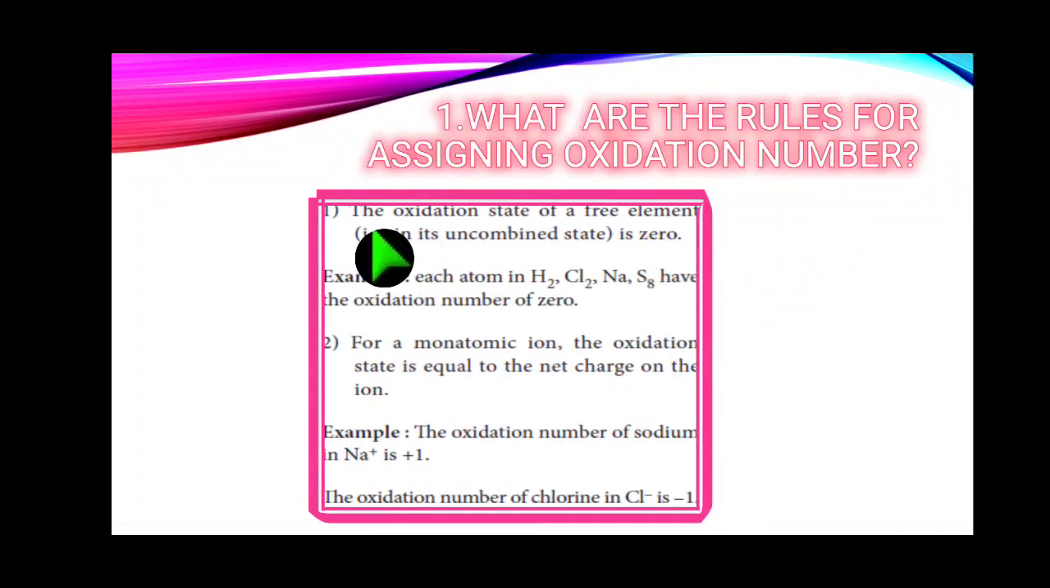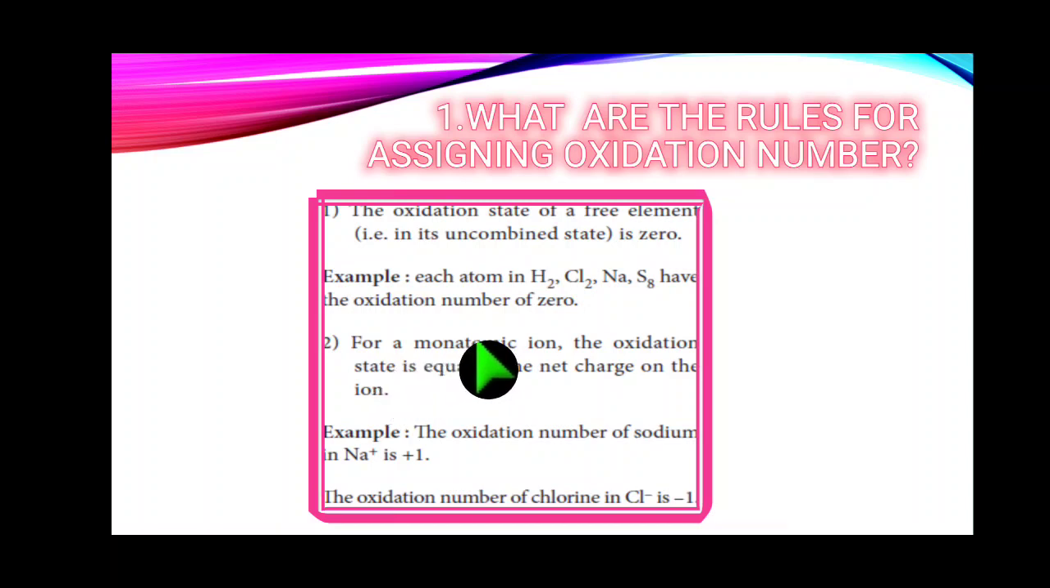The first one. The oxidation state of a free element, that is, in its uncombined state, is zero. The free element oxidation state will be zero. For example, just now we have seen, hydrogen molecule, chlorine molecule, sodium, S8 have the oxidation number of 0. Okay, they are in free state.